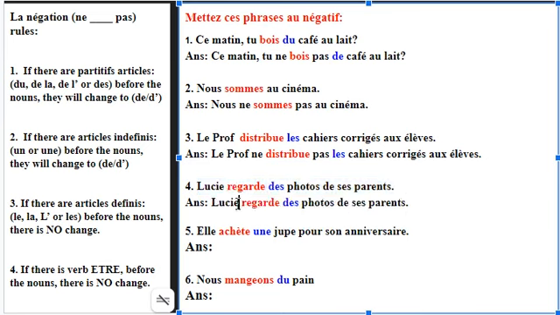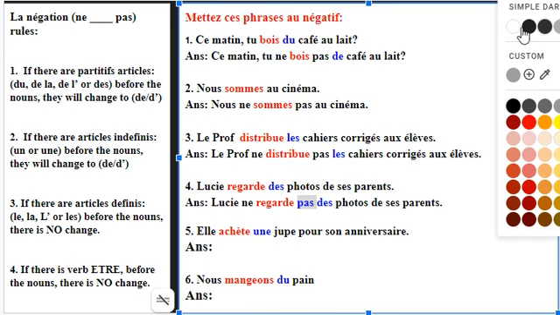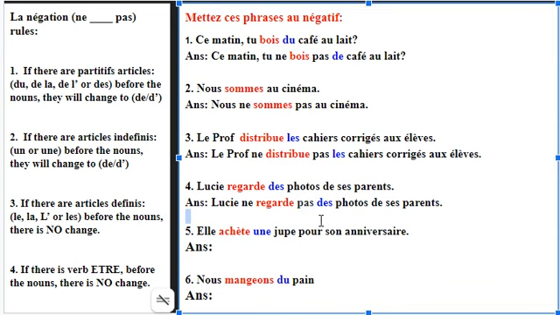Ne before the verb as usual. Ne regarde, then pas. Ne regarde pas. Then we have the article partitif. We have to change it to de photo de ses parents. So just remove this S here. Then the answer becomes: Lucie ne regarde pas de photo de ses parents. Lucy is not looking at the photo of her parents.